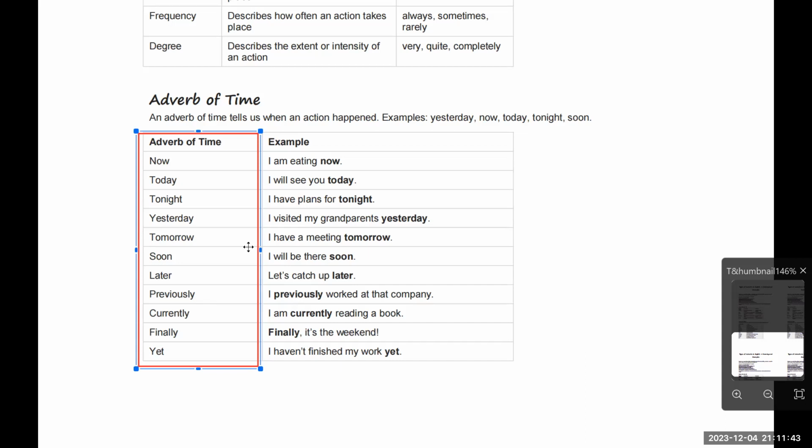Okay, previous. If you say previous only, that is an adjective. But if you add previously worked, that will be an adverb, because worked is a verb, right? So previously worked at that company. You cannot say "I previous work." Previous is an adjective. You cannot use that in describing an action word.